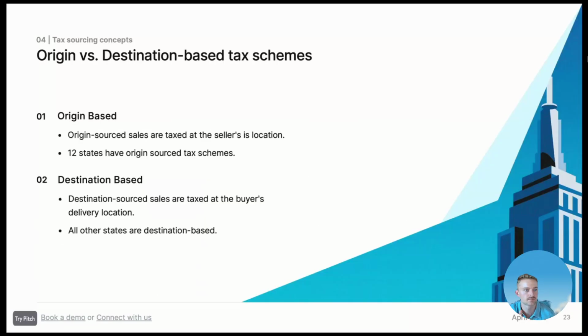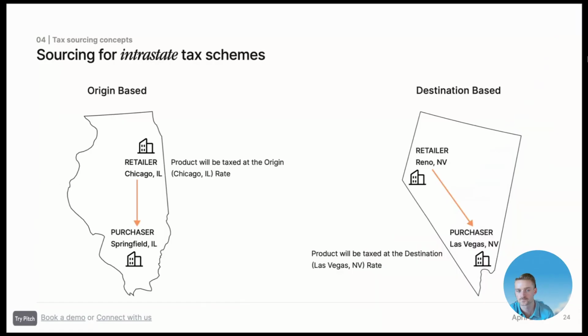Go ahead, Benj. We also have a distinction between what we call origin and destination-based tax schemes. So origin-based sales are taxed at the seller's location. 12 states have origin source tax schemes. Destination-based taxation, on the other hand, determines the applicable rate based on the location of the buyer. So this is the majority of states. And we have another example on the next slide.